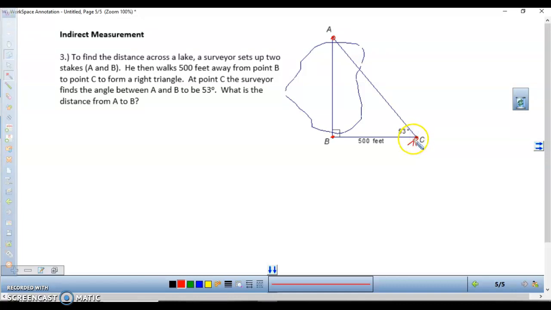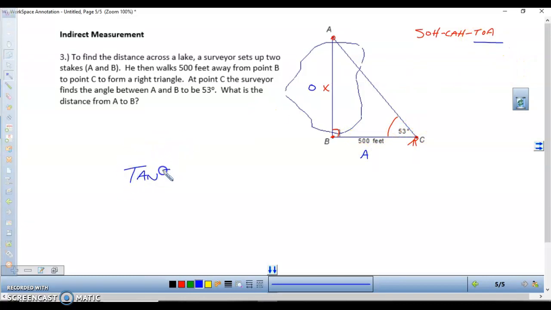From here, and the way he walked away from point B, he ensured that he had a right angle here, so he could use trigonometry to do it. At this point, he finds the angle looking from between stakes A and B to be 53 degrees. So he wants to know, what's the distance from A to B, or the distance across the lake? So I'm going to think about SOHCAHTOA, what's given to me, and what I need to find. So I know this side over here is opposite the 53 degree angle. I don't know anything about the hypotenuse, so we'll disregard that. And this leg is the adjacent. So yet again, I didn't get very creative here, we're going to use tangent.